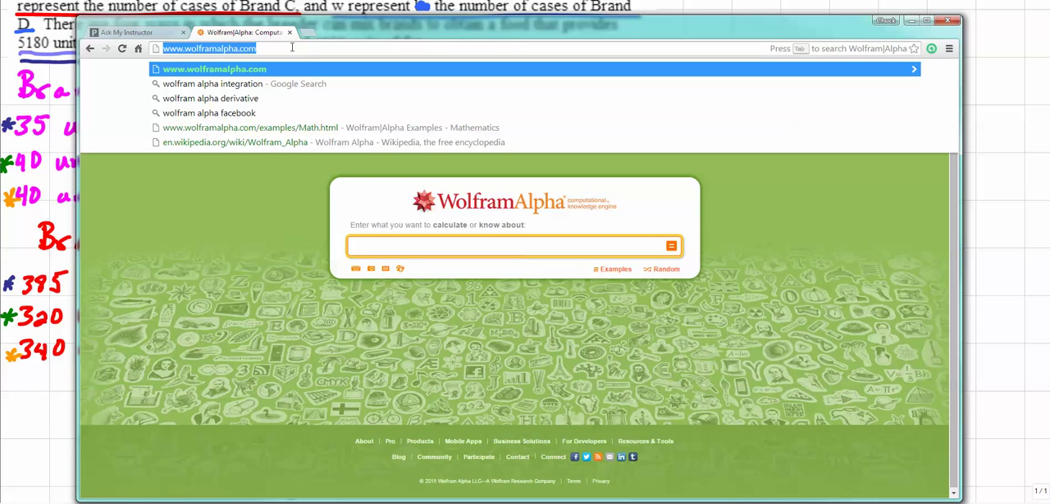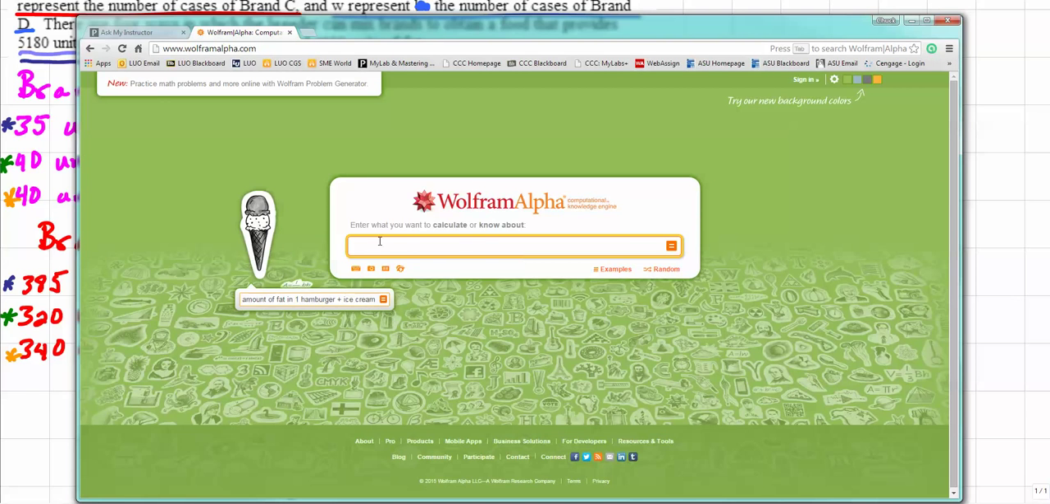And here it says enter what you want to calculate or know about. This is a mathematical search engine, and it's an incredible tool. So what we're going to do is type in the three equations separated by a comma. You'll see in the input field here, I've got the first equation. I'm going to put that in and separate it by a comma sign.